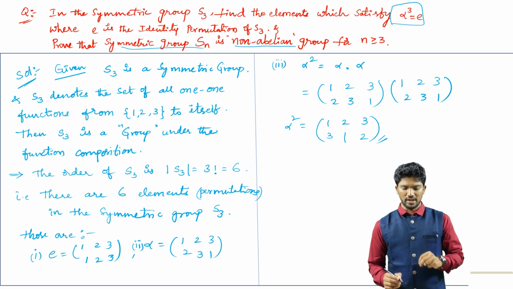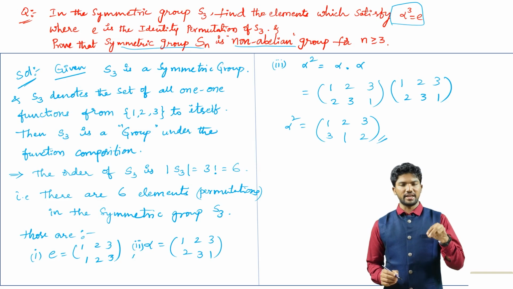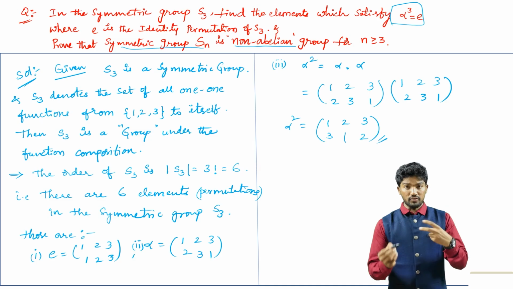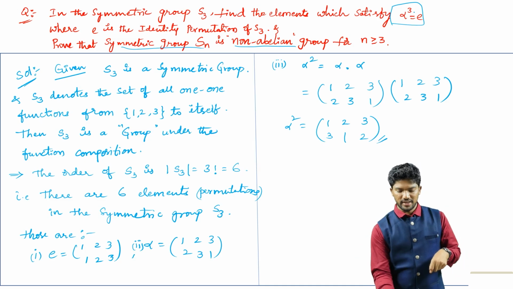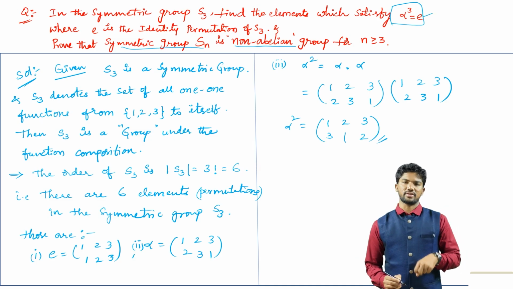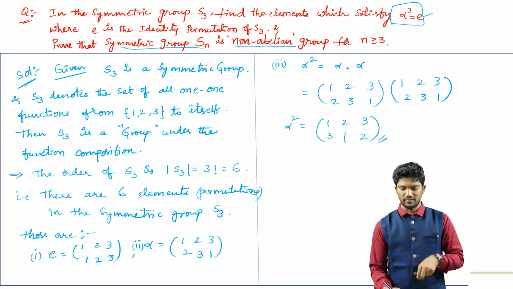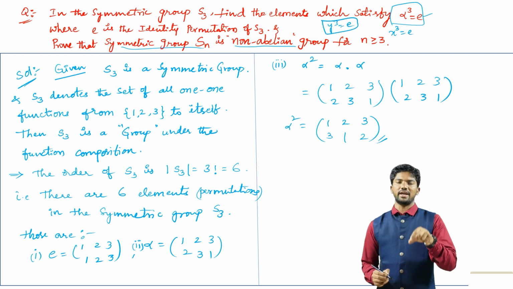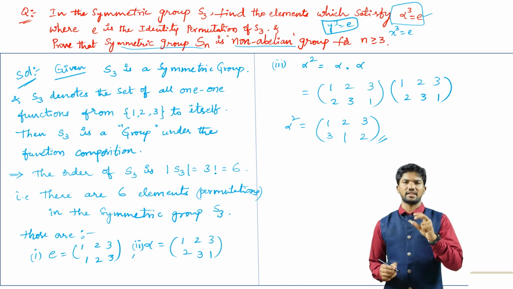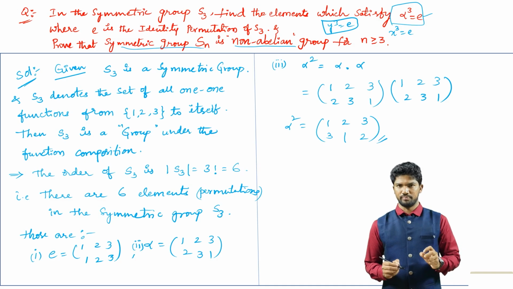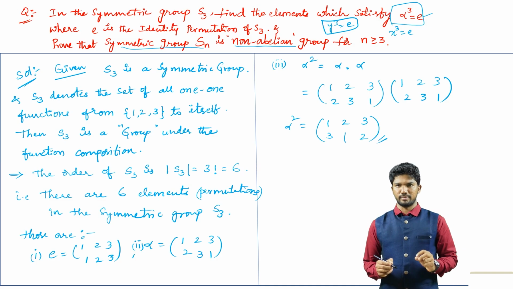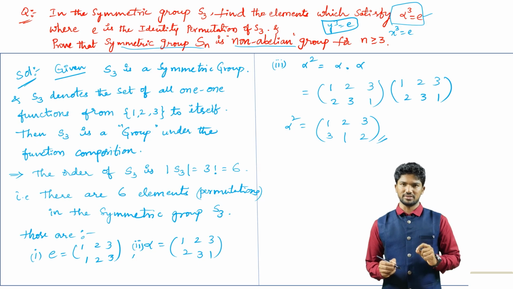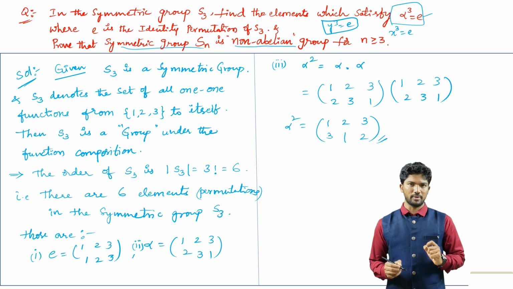The first problem is we have to find the elements that satisfy alpha cube is equal to e, where alpha is one of the elements in S3. In the examination, in place of alpha, they may also ask x cube is equal to e or y cube is equal to e, whatever it may be. So x, y, z, alpha, beta, whatever it may be, those represent elements in S3. Now I am taking alpha cube is equal to e, where e is the identity permutation.